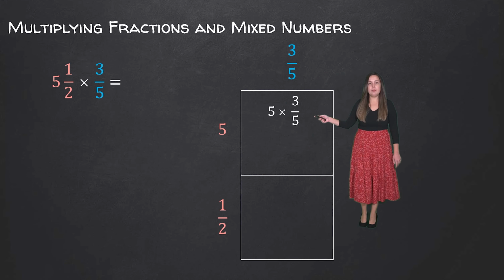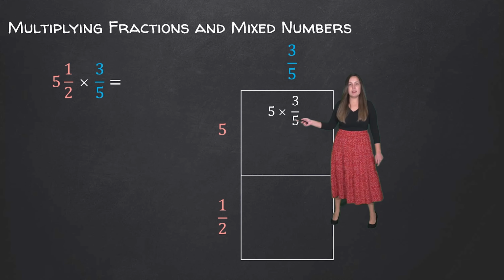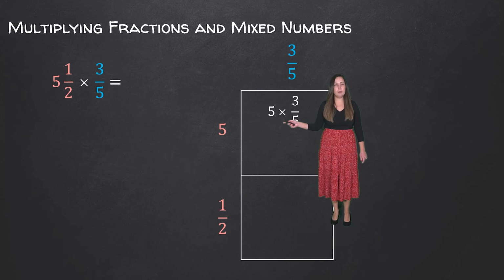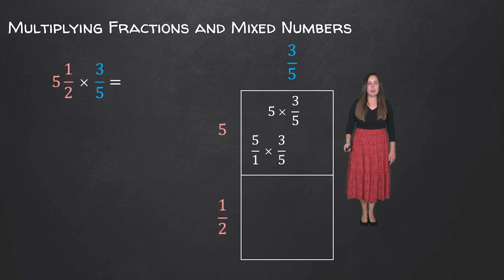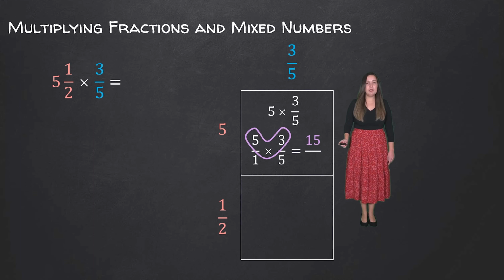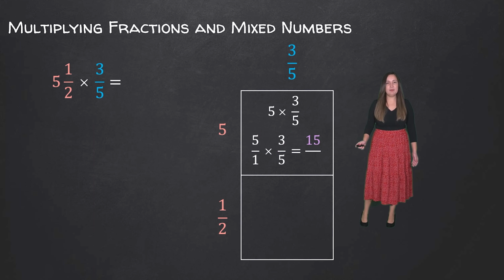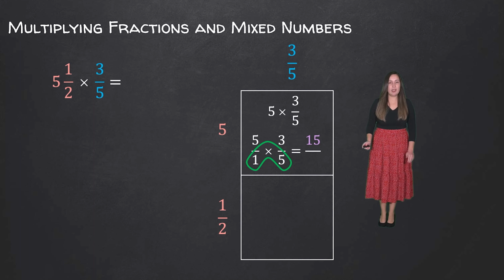So 5 times 3 over 5. Before we multiply this, remember that because this is a whole number, we have to write that in fraction form. So 5 over 1. Then we could go ahead and multiply our numerators. 5 times 3 is equal to 15. And then multiplying our denominators, 1 times 5 is equal to 5.